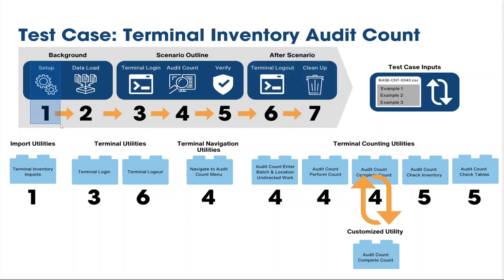In step 1 in the background, the framework will perform setup, including loading the environment, dependencies, configuration data, as well as triggering any custom functionality. In step 2 in the background, the library will load test data into the system under test that the test case will use. In steps 3 through 5 in the scenario outline, the library will log into the terminal interface, perform an audit count, and verify the results.